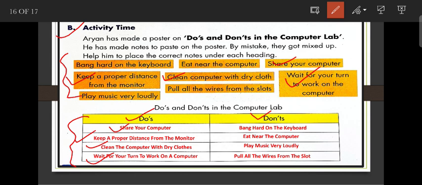Next is the don't segment. First is bang hard on the keyboard. You don't need to do this. Next is eat near the computer. This is the second statement. Next is play music very loudly. Next is pull all the wires from the slot. Now this poster is the correct poster. So these are the do's and these are the don'ts.